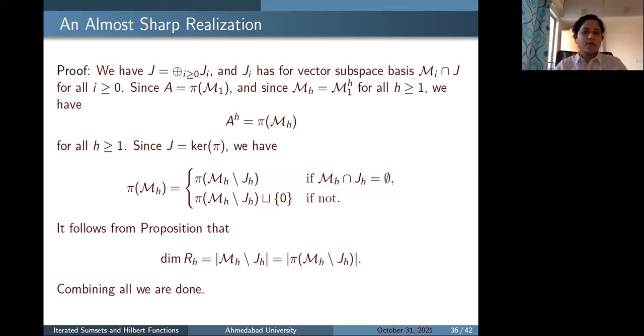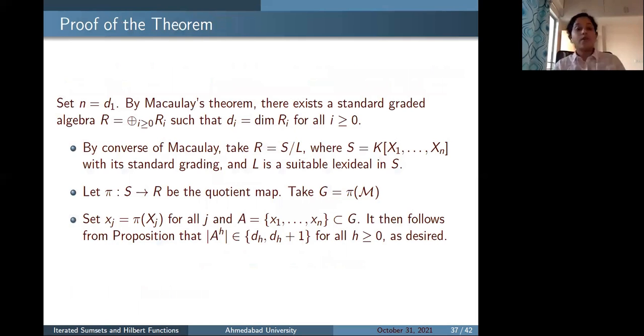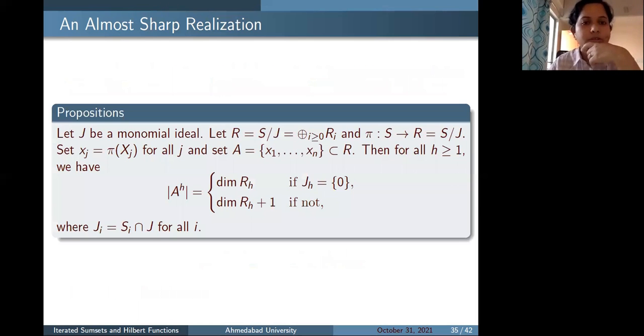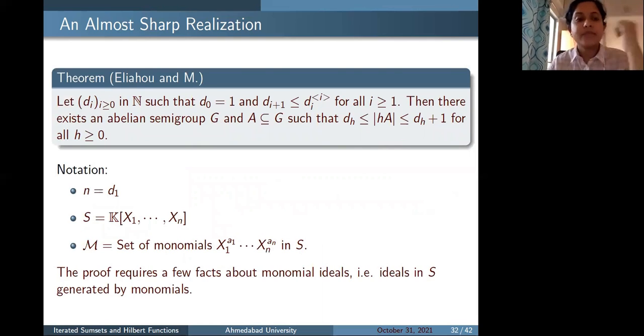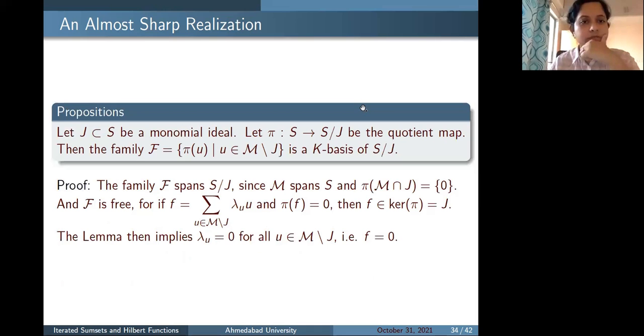Okay. Now coming to the proof of the theorem. So what was the theorem? Let me recall once again. The same thing. We have the sequence of integers. This happened. We need to prove this. Now we have enough material with us.